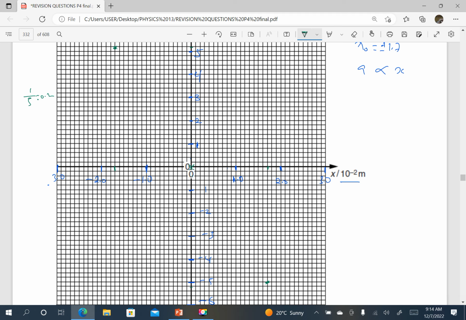Did I plot this point wrongly? Oh yeah, this point is not 5.2. It is actually 5. I think 5.2 is here. Okay.